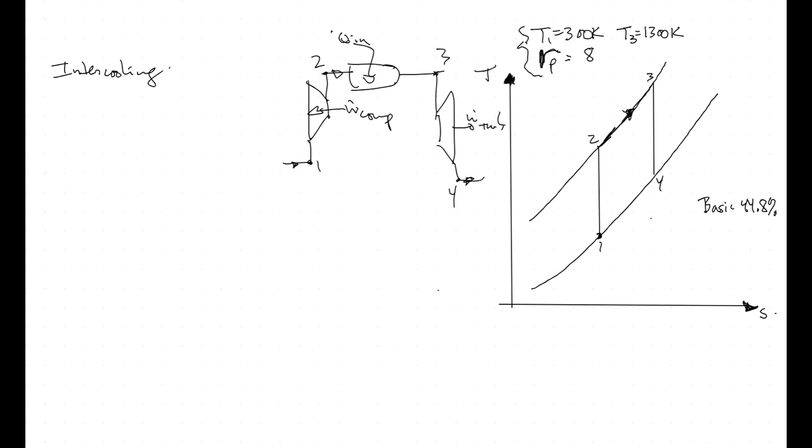Okay. So what happens in intercooling? We have a second compressor. Here we come in at T1 and we come out at a higher pressure and temperature, but then we lose some heat back to T1 again.